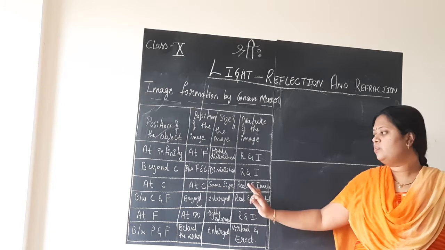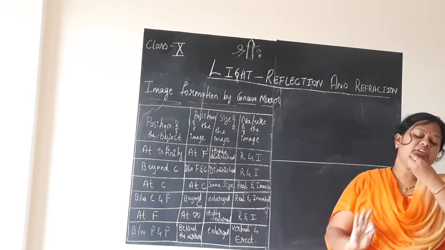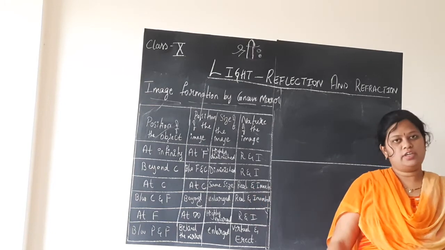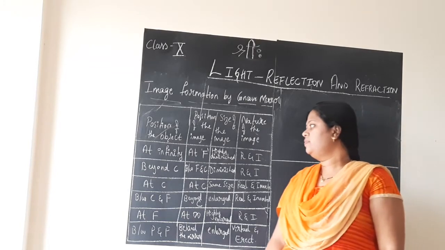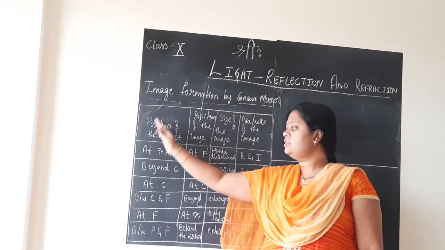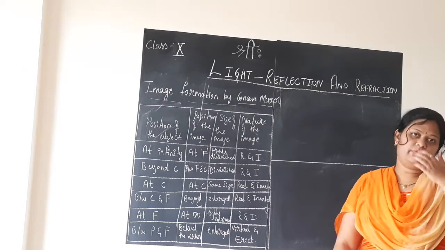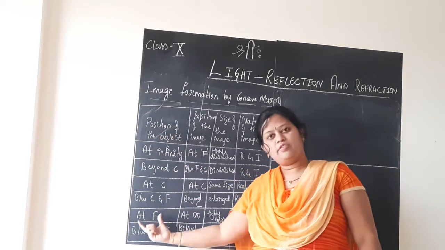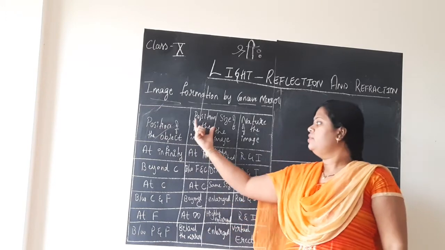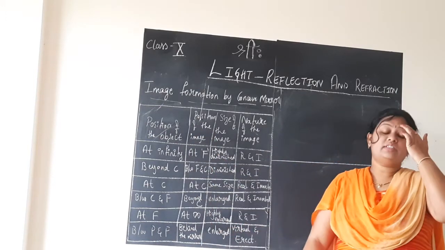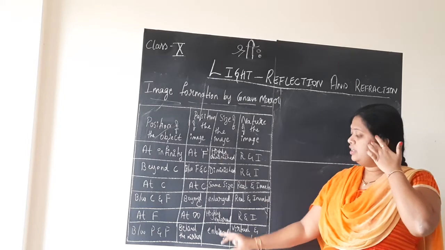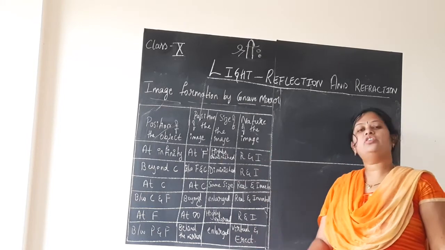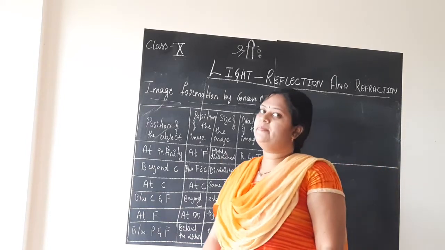If on the board it is not clear, children, you can refer to the textbook as and when you watch the video to understand it better. Okay? So now the table we need to follow. This table simply says about the different positions of the object in the first column, different positions of the images in the second column, size of the image in the third column, and nature of the image in the fourth column.